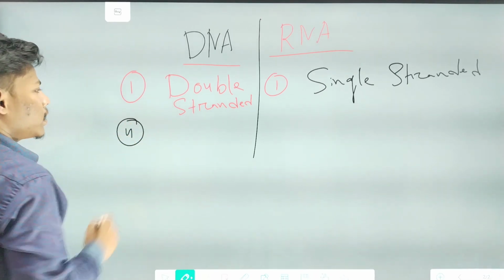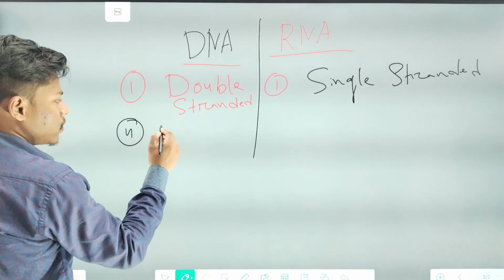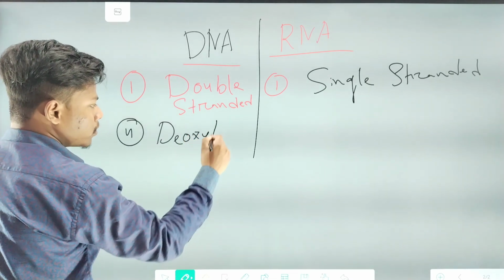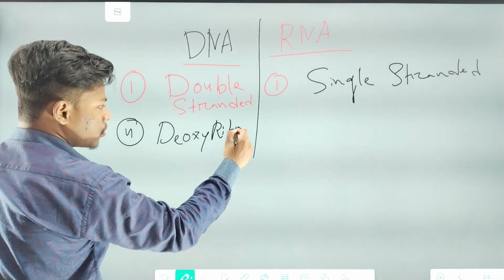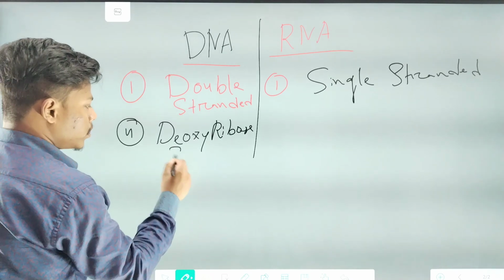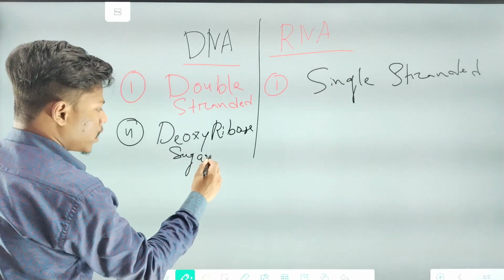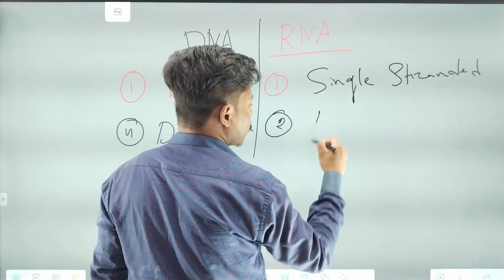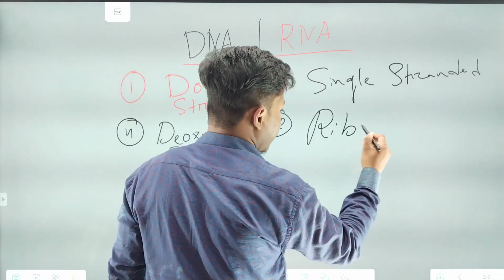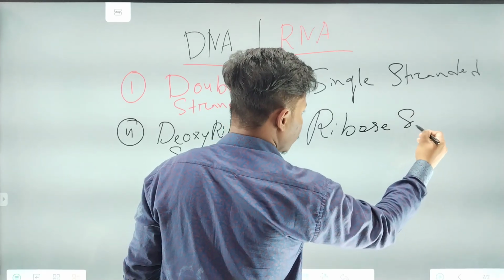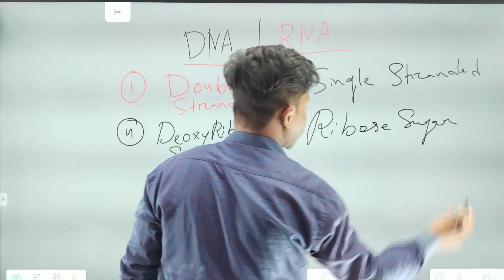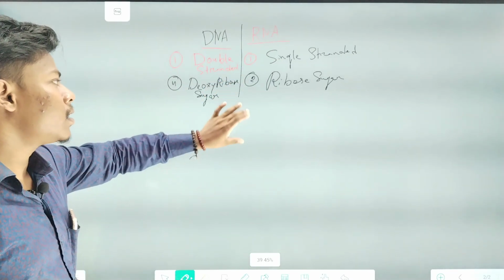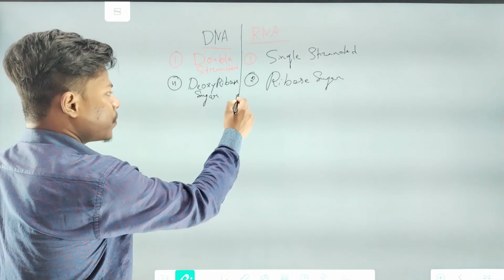The second difference is that DNA contains deoxyribose sugar, and your RNA contains ribose sugar. DNA contains deoxyribose sugar and RNA contains ribose sugar.